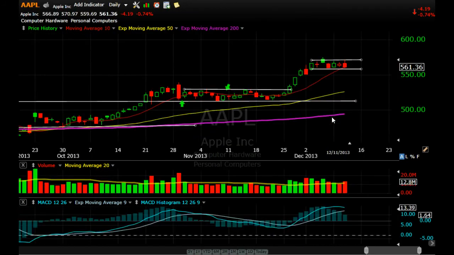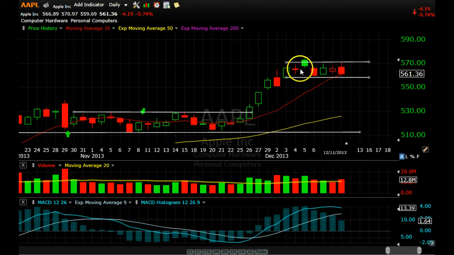Apple, again, is trading sideways, so let's see where it's going to pop. If it pops above here, gives some price action above these levels, then we could continue to the upside.